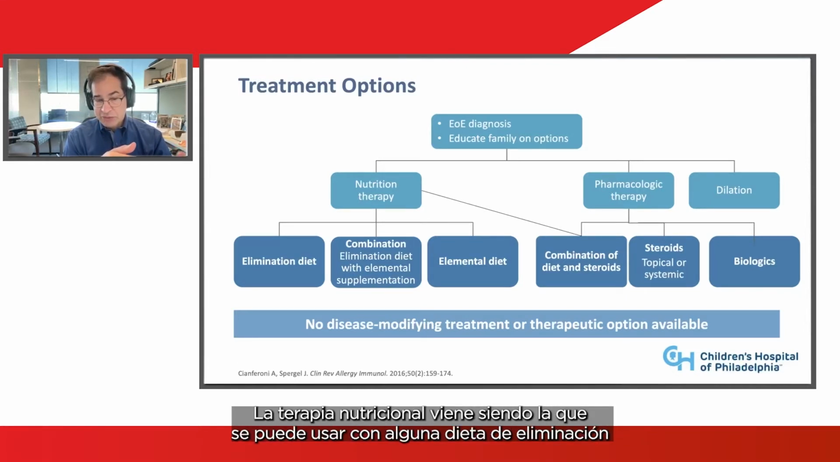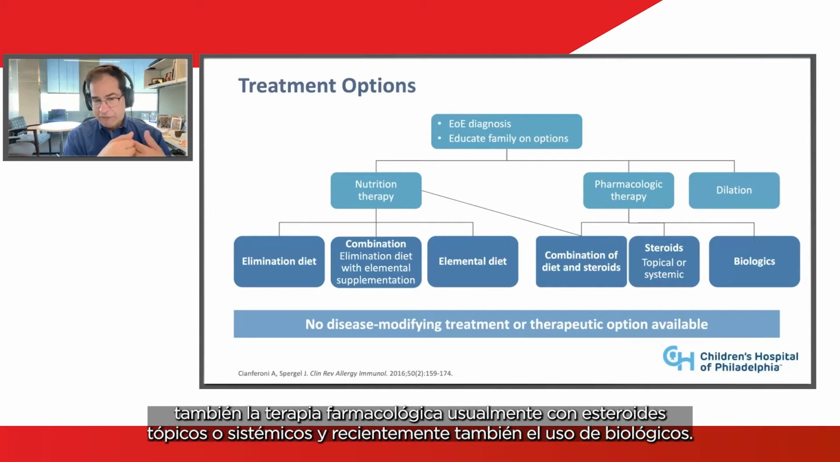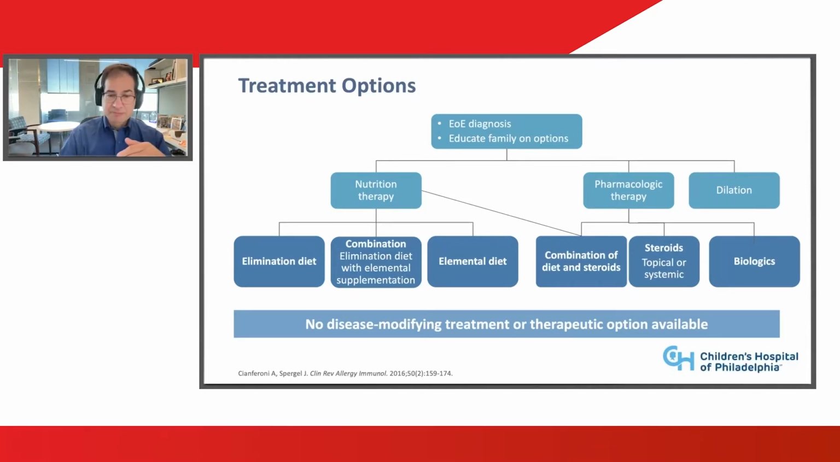So nutritional therapy is, since there's a food trigger, you can do various elimination diets, which we'll go over in a second. Pharmacological therapies are usually off-label use of topical steroids, and recently the use of biologics.